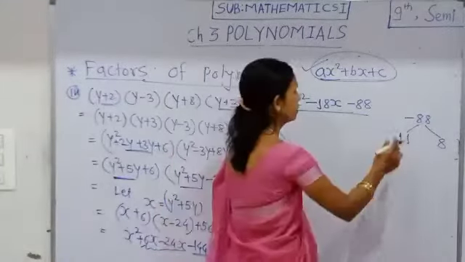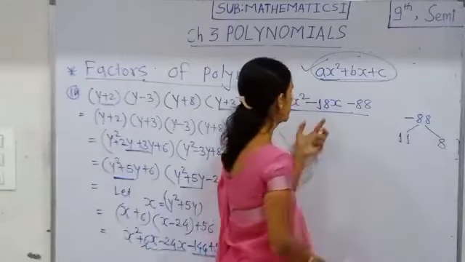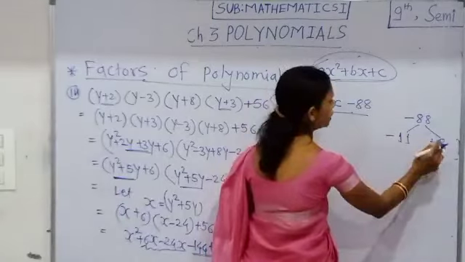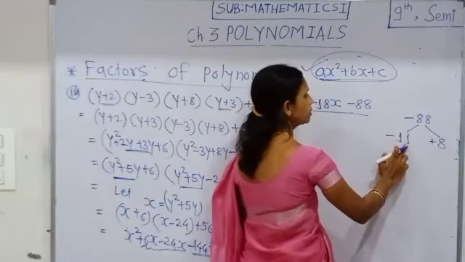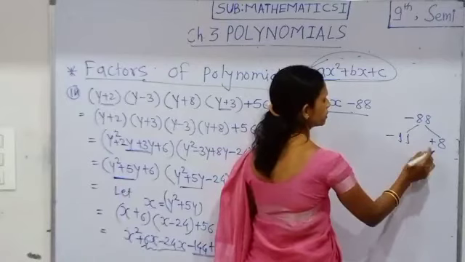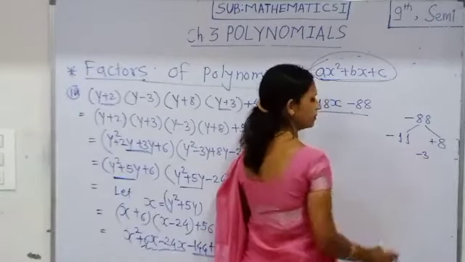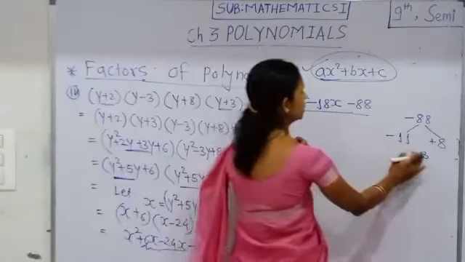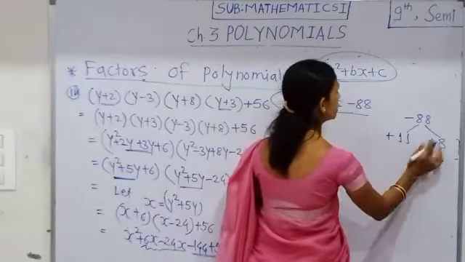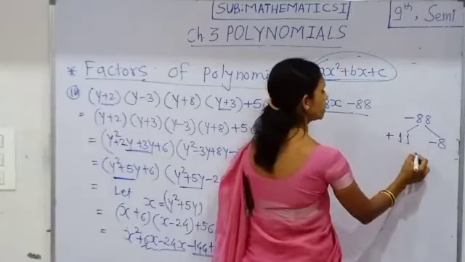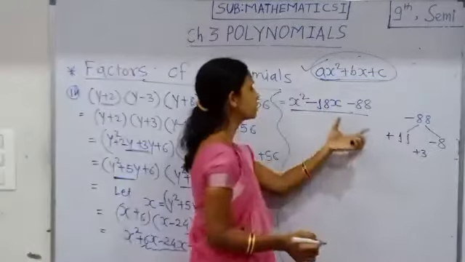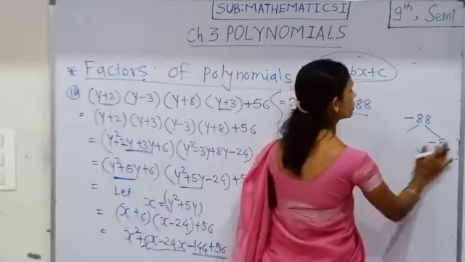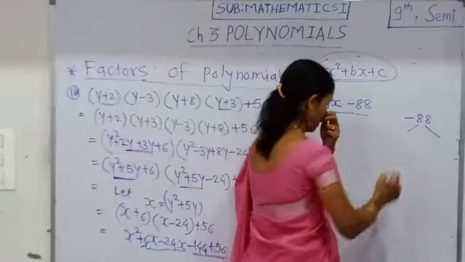The difference of those is 3, not 18. If minus 11 and plus 8 are taken, then minus 11 plus 8 is minus 3, but minus 3 is not the coefficient of the middle term. Reversing the sign, plus 11 and minus 8 gives plus 3, but plus 3 is also not the coefficient of the middle term. Therefore, we have to find other factors of 88.